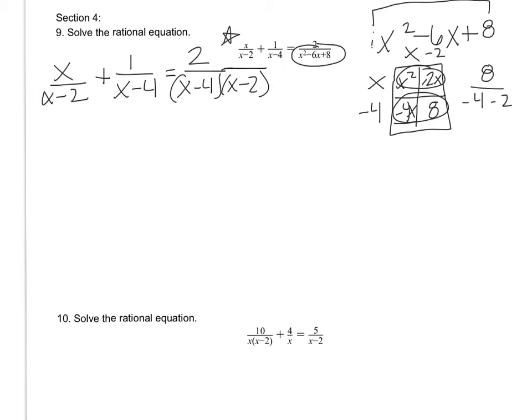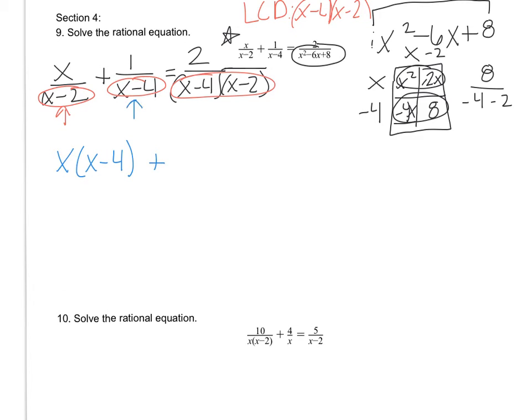Okay, so I can tell now that my LCD is x minus 4, x minus 2, based on all of these down here. And so when I look at that first fraction, it's missing an x minus 4. And so for the x on the top, I'm going to multiply it by what it's missing, the x minus 4.